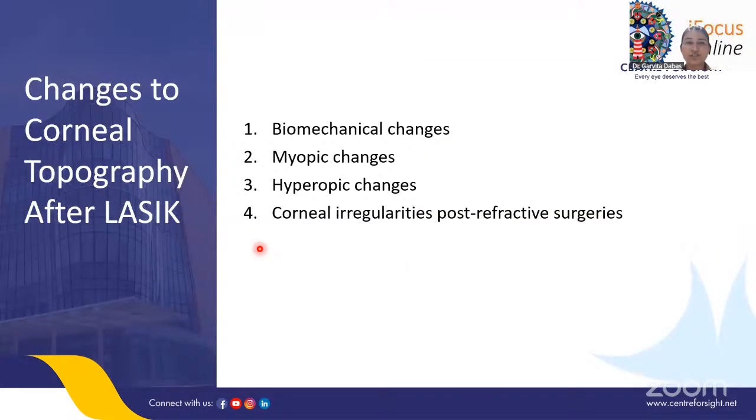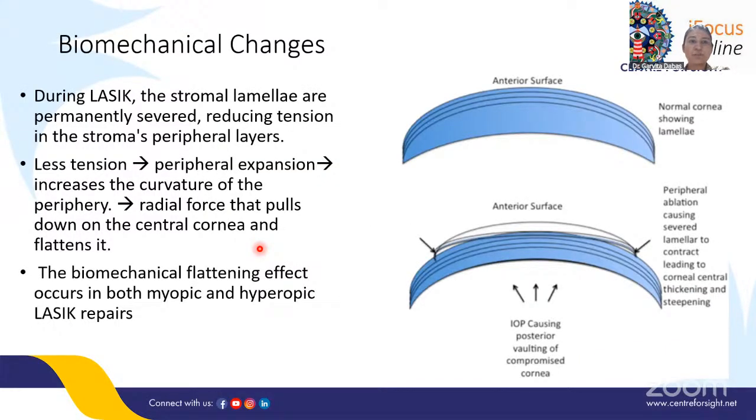So what are the changes that can happen to the corneal topography after LASIK? First are the primary biomechanical changes, followed by myopic changes, followed by hyperopic changes or corneal irregularities that may be introduced post-refractive surgery. First, coming to the biomechanical changes.